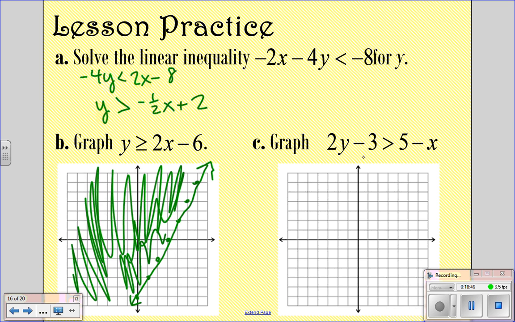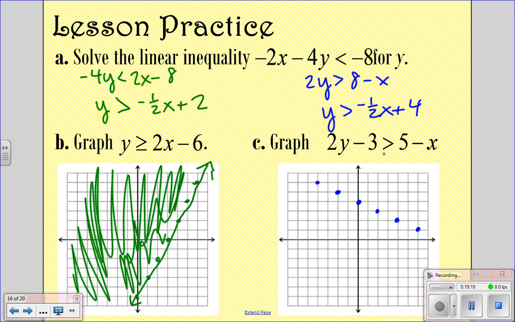For this next one, it's not solved for y, so we need to start by solving it for y. So 2y is greater than 8 minus x. And so divide by 2. Y is greater than negative 1/2 x plus 4. So we go to 4, and then down 1 and to the right 2, down 1 and to the right 2. And then we can go up 1 and to the left 2.